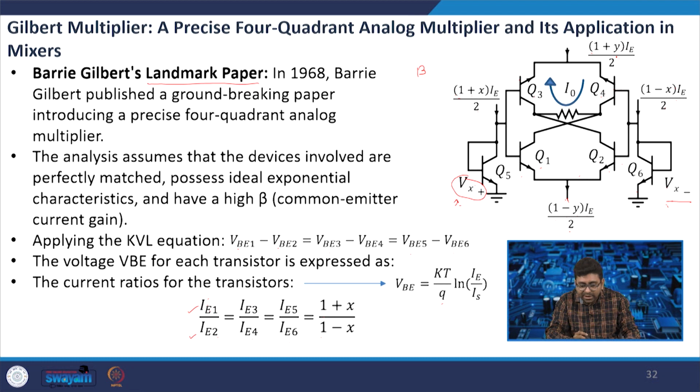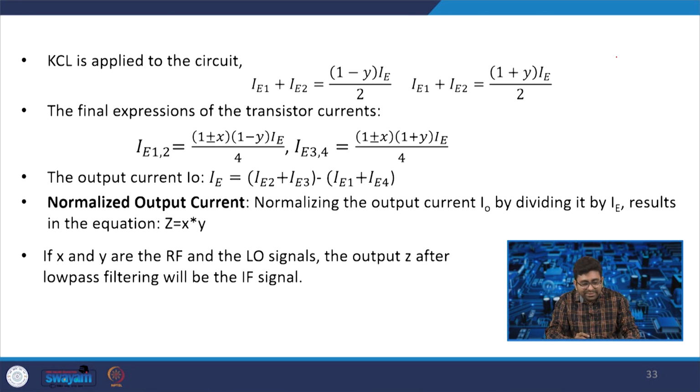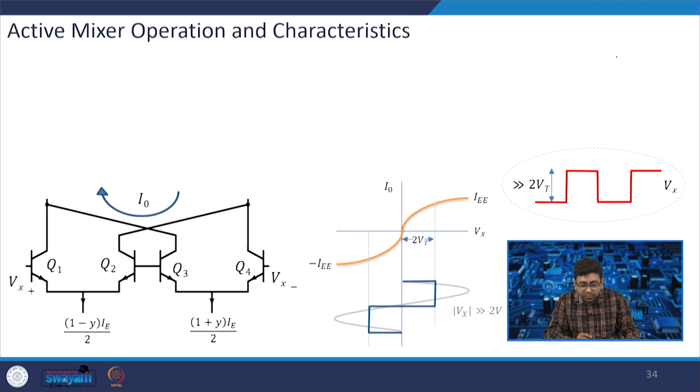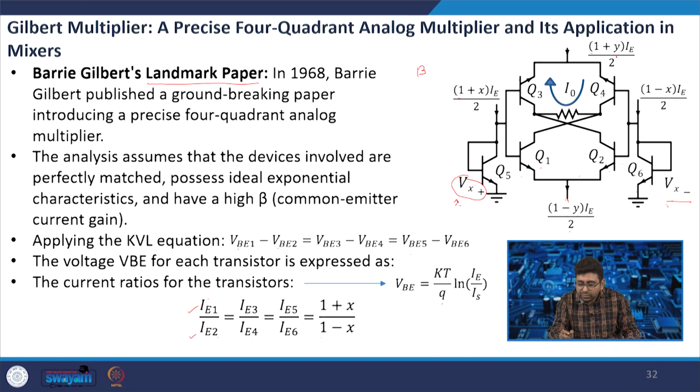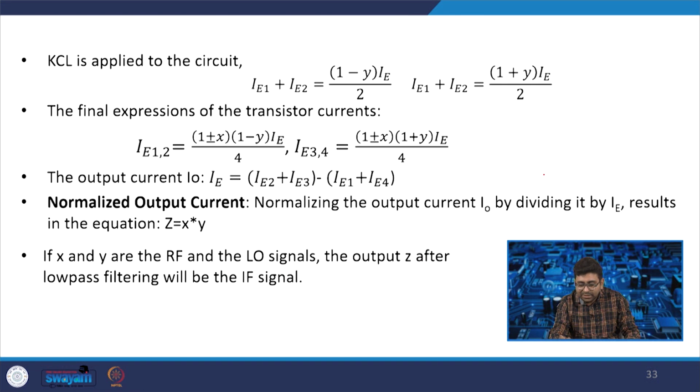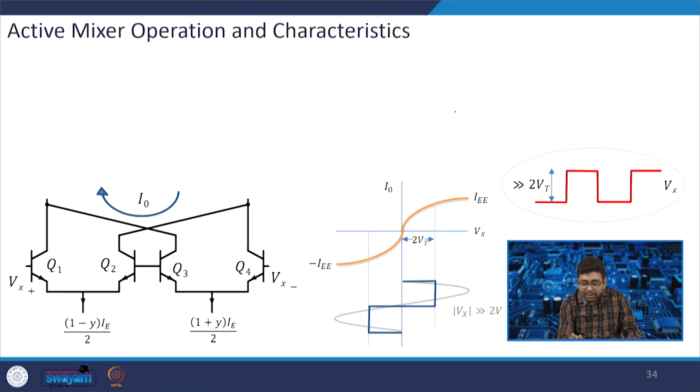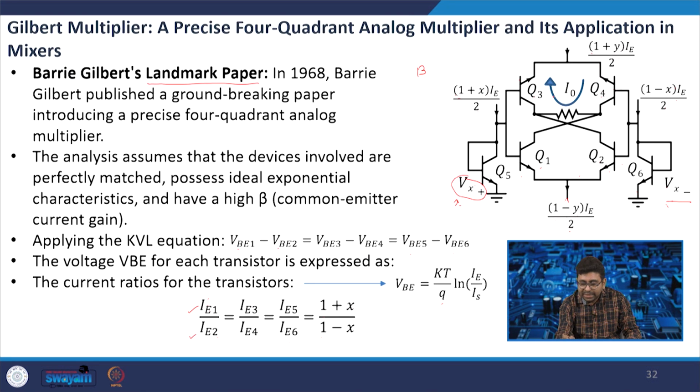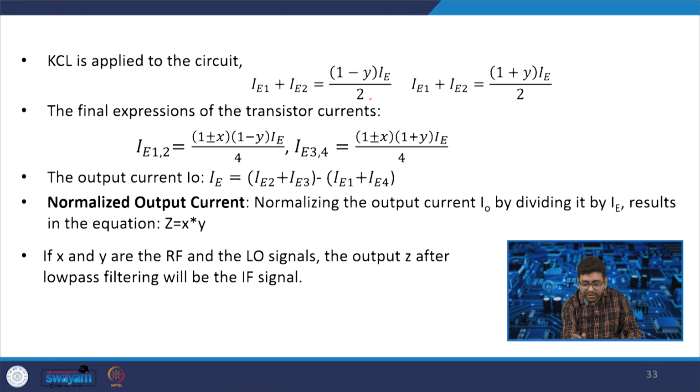Now we will try to find the current Io. Applying KCL to the circuit, we get Ie1 plus Ie2, which is 1 minus y Ie by 2. And Ie3 plus Ie4 is given by 1 plus y Ie by 2.